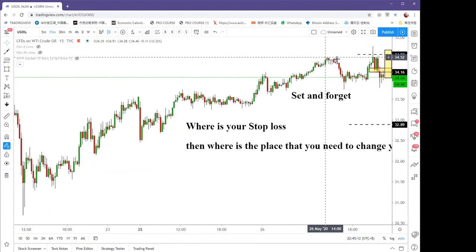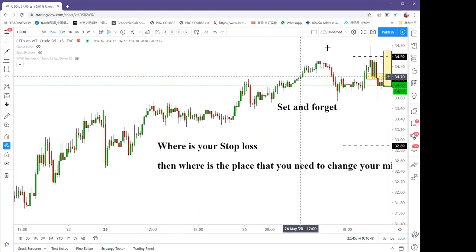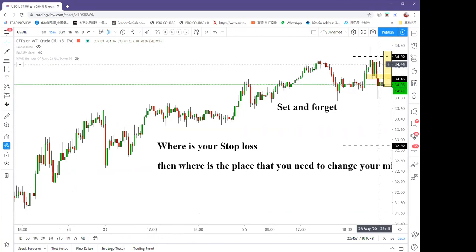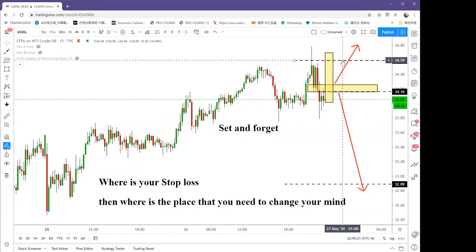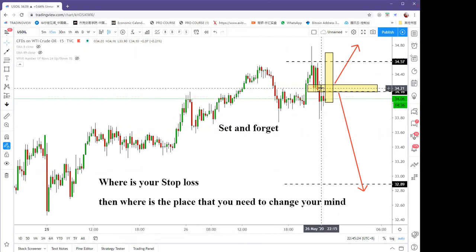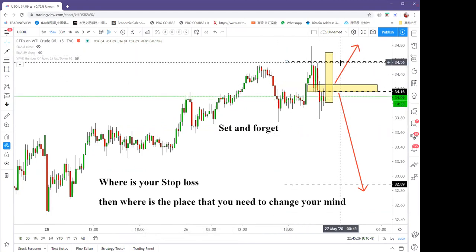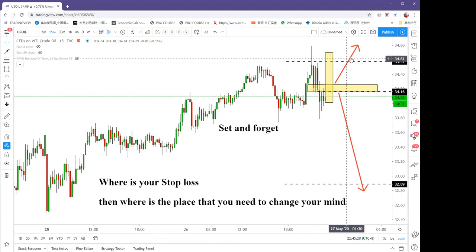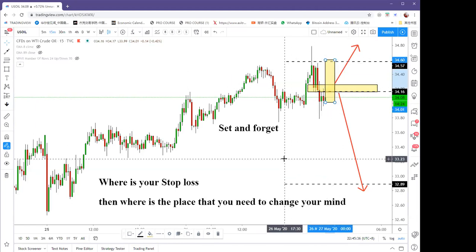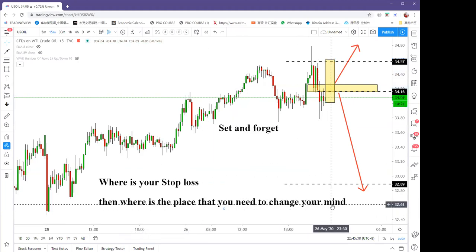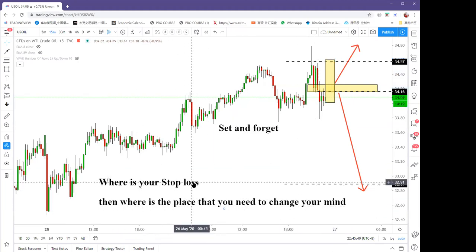Because we know that if a new high was created, the bullish trend still remains, and it may go up even higher, correct? So that's why we put our stop loss here. It has two functions. The first function is to cut your loss. The second is to change your mind, because something that doesn't align with your mind happened. That's why you need to change your plan. So the place where you change your mind has to be where your stop loss is. I hope everyone understands this logic.